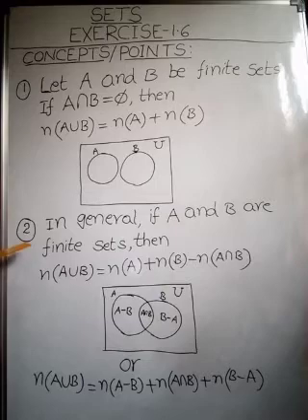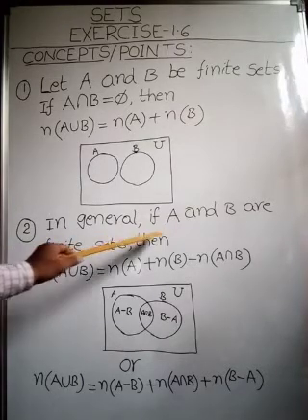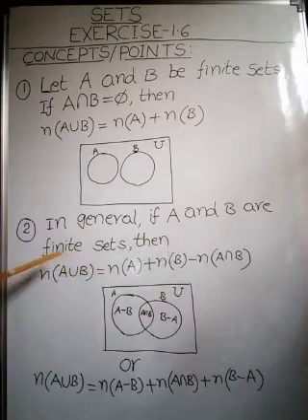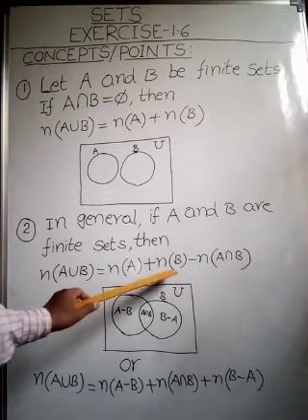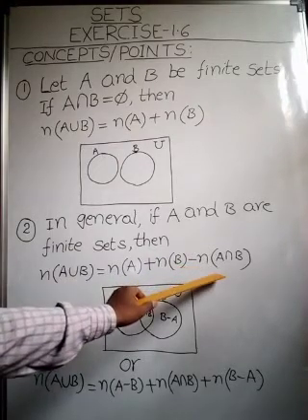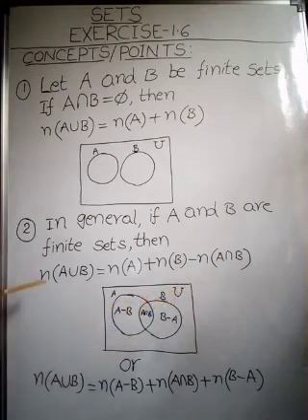Right. Now come to the next point. In general, if A and B are finite sets, then n of A union B is equal to n of A plus n of B minus n of A intersection B. Remember this formula, my dear children. This is very important for the exercise 1.6.